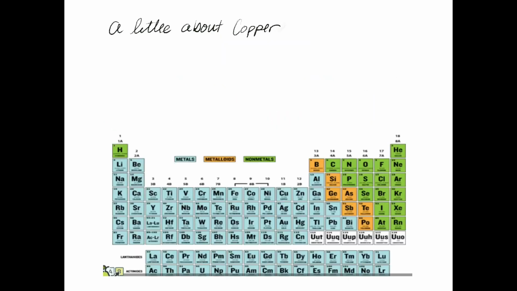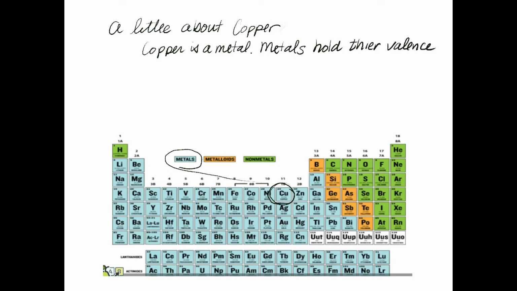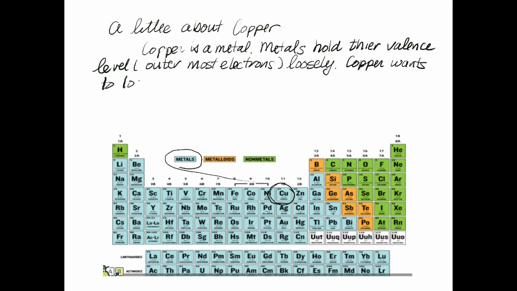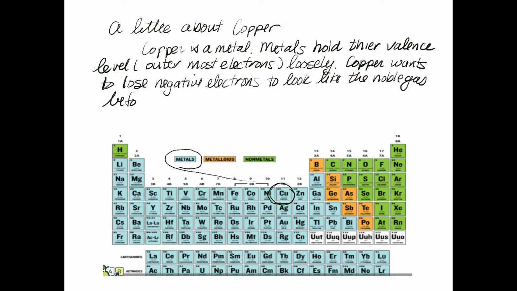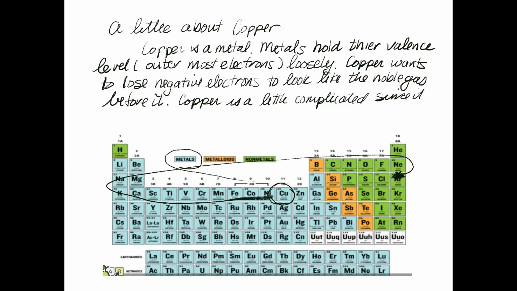All right, so let's talk a little bit about copper. And of course, if we look on the periodic table, we can see copper is a metal, and metals hold their outer level electrons, or their valence electrons, loosely. Copper wants to lose negative electrons to look like the noble gas before it. Now keep in mind, copper is a little complicated because it's a transition metal, and I'll circle where the transition metals are, but it generally loses 2 electrons.